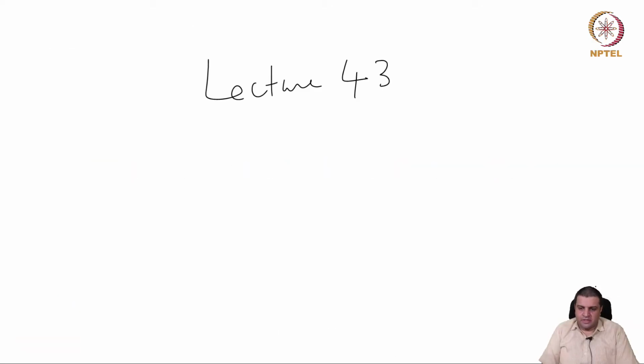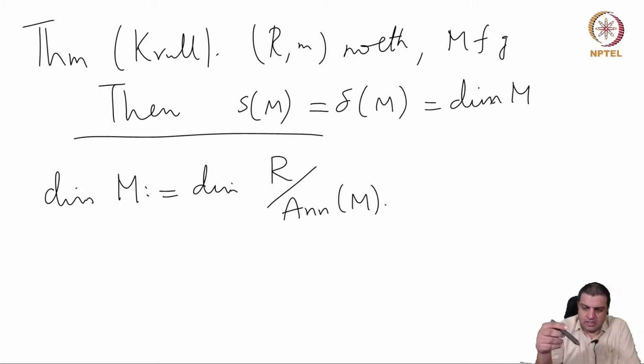This is lecture 43 and we are continuing the proof of Krull's theorem. So this was from the last lecture: R, M Noetherian, M finitely generated, local, then s(M), which is the length of a system of parameters, equals delta(M), which is the degree of a Hilbert-Samuel polynomial, equals dimension M, where Krull dimension is defined as this.